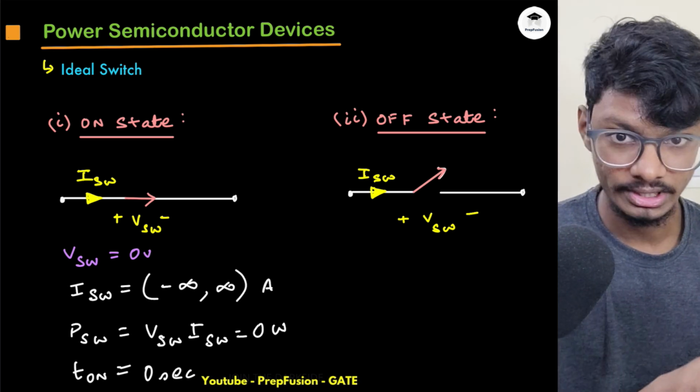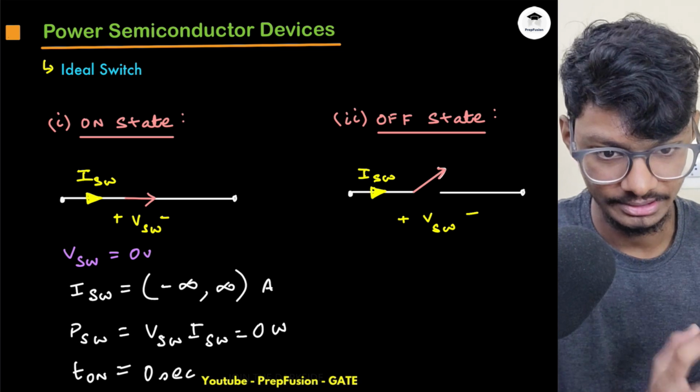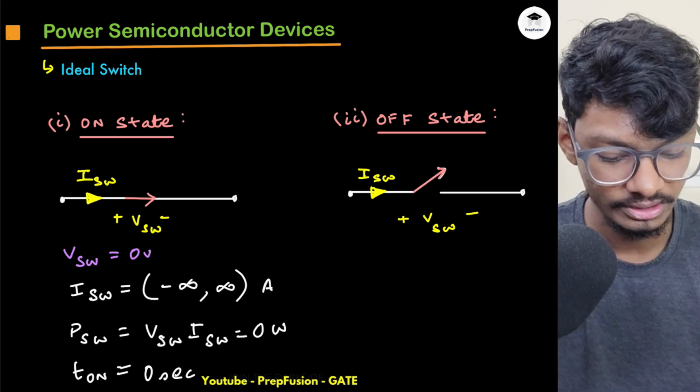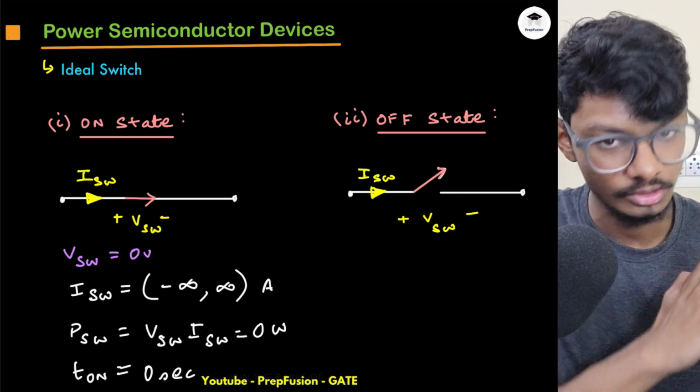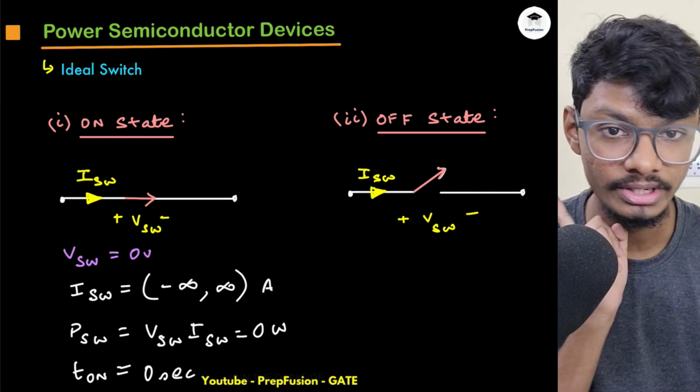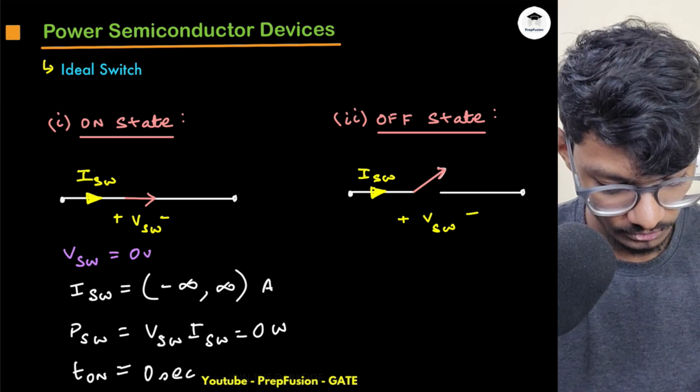Now, what are the off state parameters? During the off state, what do we care about? When the switch is open, there should be no current flow, so I switch should be 0.